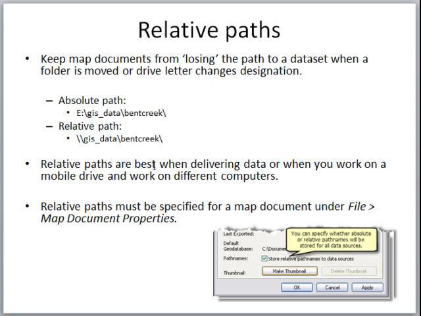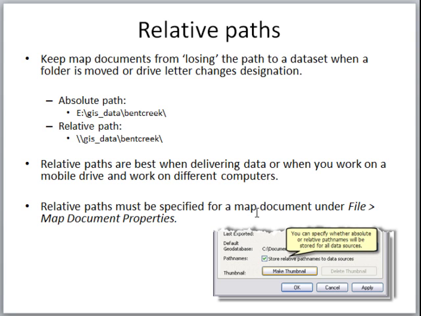It just stores information relative to the folder that your data and the map document are in. So it allows map documents to be portable as long as the data in the map document are stored in a consistent file structure and you're not moving things out of folders. So storing relative paths are best when you're delivering data and when you work with mobile drives on different computers and you're moving around a lot.